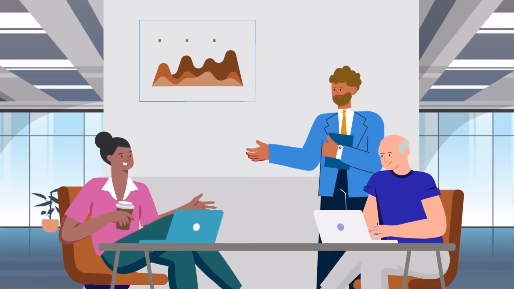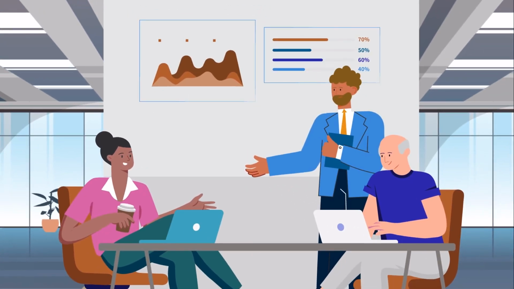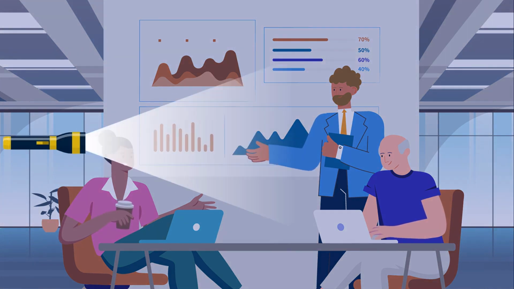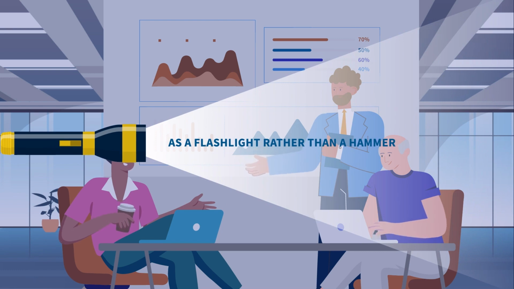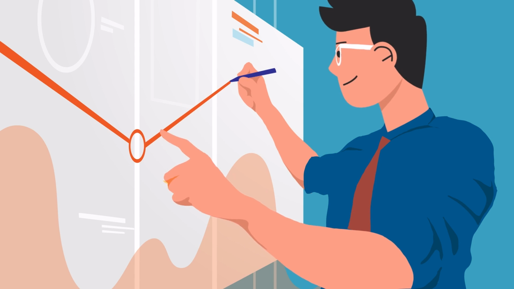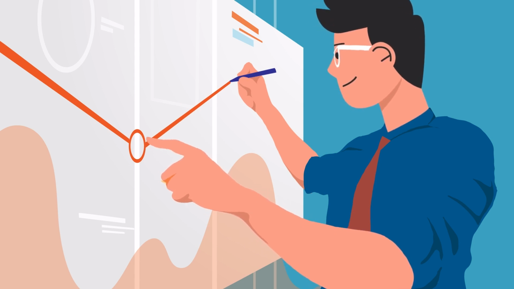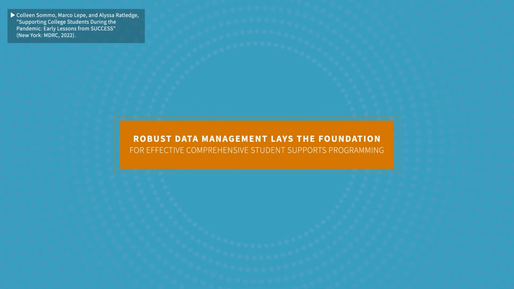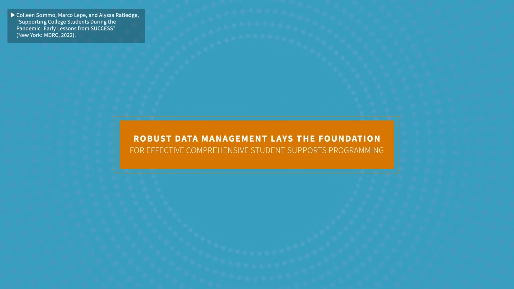Successful student support teams view data as a strategic tool for continuous improvement rather than as an administrative requirement. Put another way, they use data as a flashlight rather than a hammer to illuminate the facts and promote accountability and learning, and not to dole out blame or punishment. Robust data management lays the foundation for effective comprehensive student support programming.